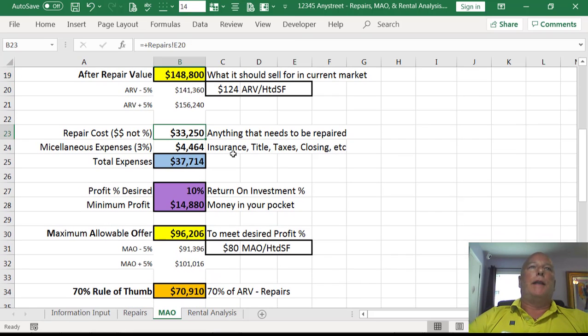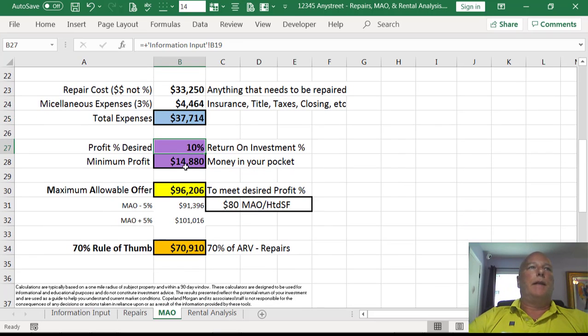So you can see here that $33,250 came right over here to the repair cost. That's your closing cost. There's your total expenses over and above the purchase price. Here's the 10% minimum profit there. So on this particular scenario, the maximum allowable offer would be $96,000 to get you $15,000 and to cover all your expenses. That would be the most you would want to put on this property.